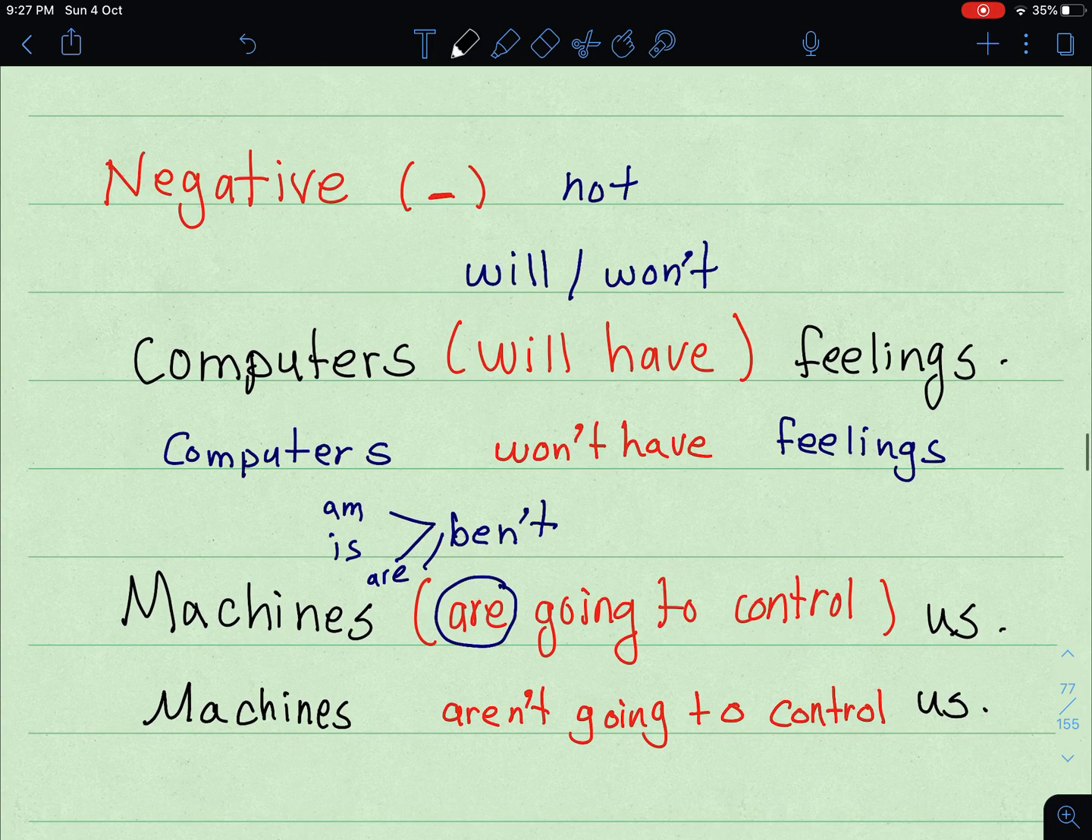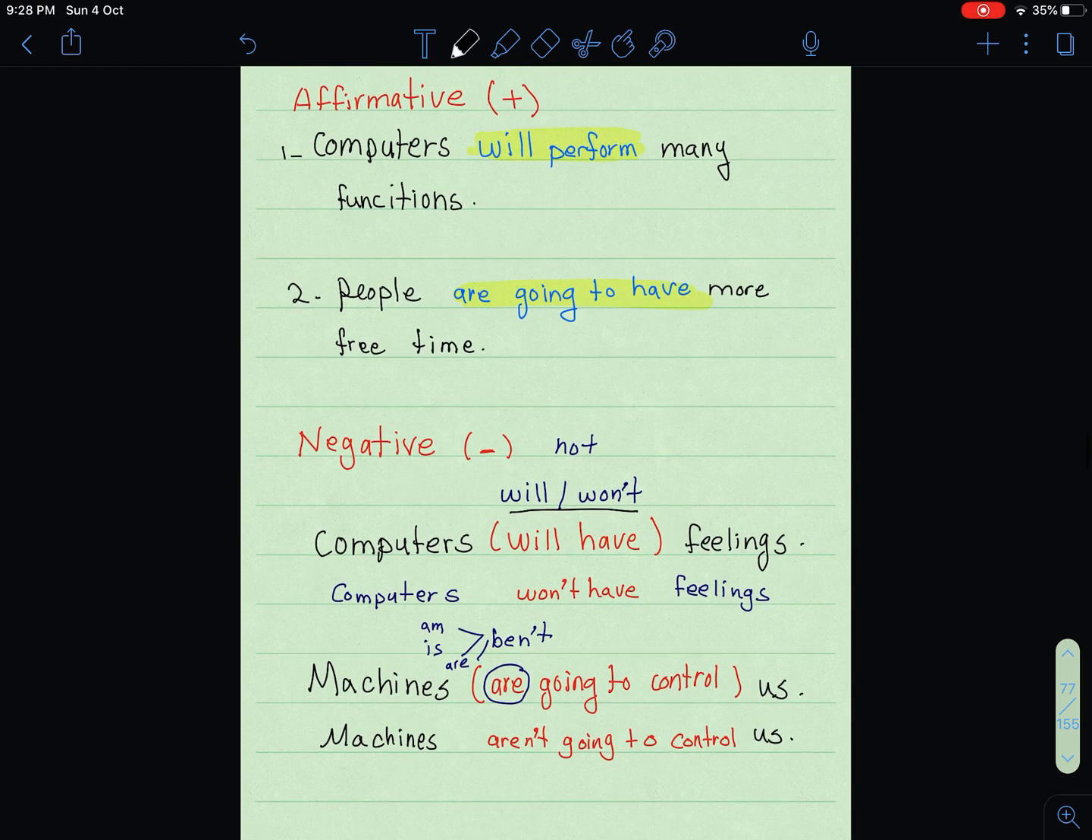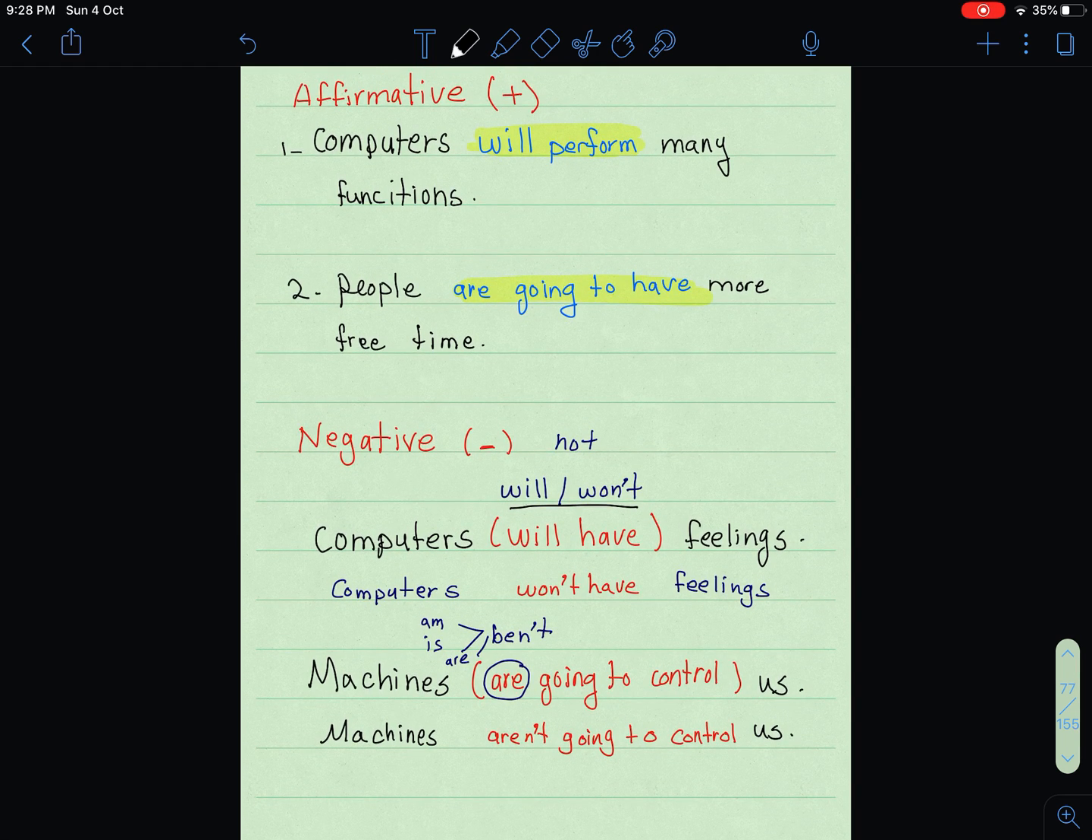Okay, so is it clear how to formulate the negative? With will, it will be will not, while with be going to, it will be won't. I mean will not is correct, but usually we say won't, okay? And here with be going to, we add the negative form to the verb to be. So aren't going to be, isn't going to be, I'm not going to be. Okay, so this is regarding affirmative and negative statements.